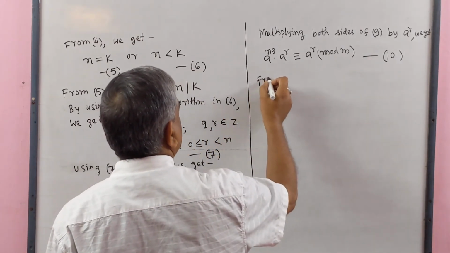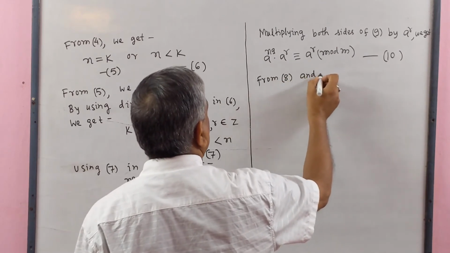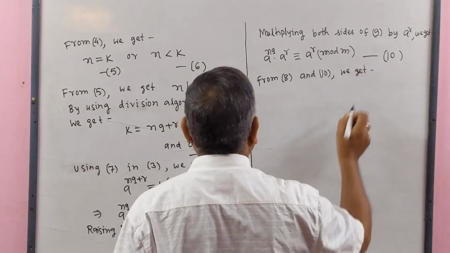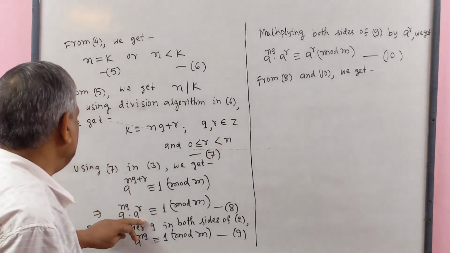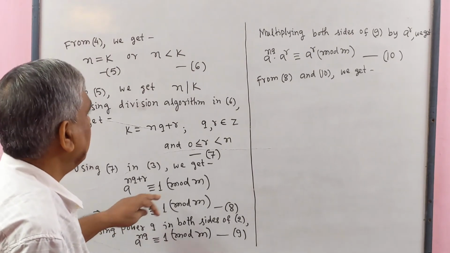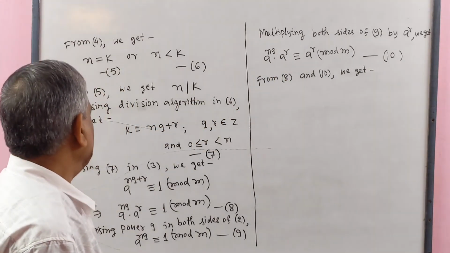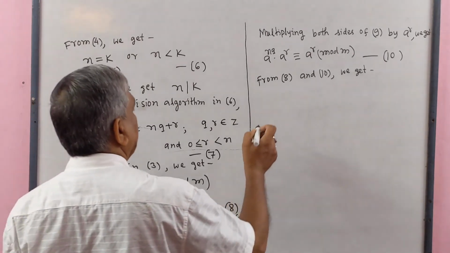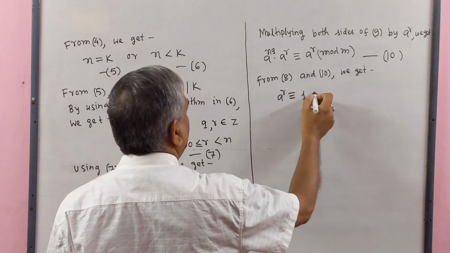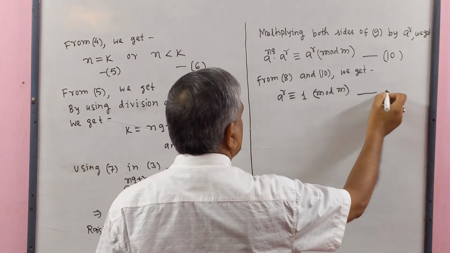From 8 and 10, we get here in 8 on the left side we see A to the power NQ multiply A to the power R. Also in 10 the same value. Therefore A to the power R is congruent to 1 modulo M. This is number 11.